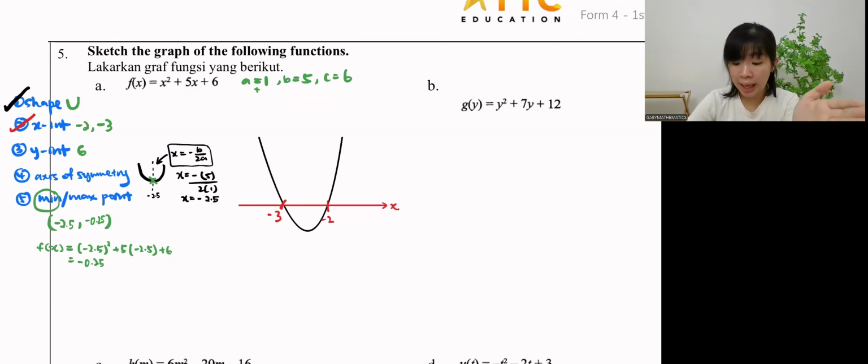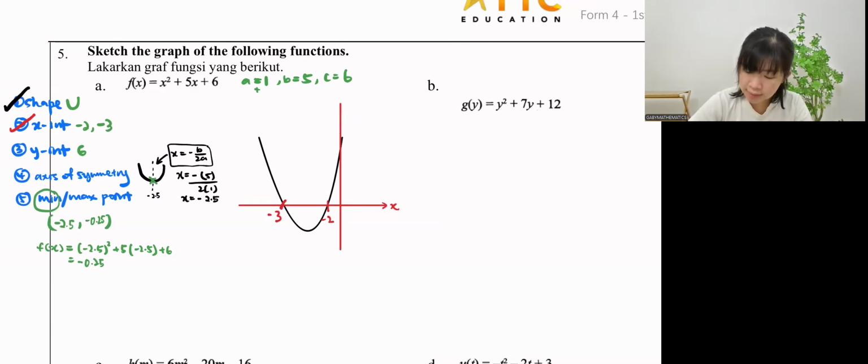So 0 is after -2, isn't it? Here -2, so the 0 should be somewhere here. Okay, so your y-axis, you have to draw here. So at least it is on the right-hand side of -2. So here's 0.